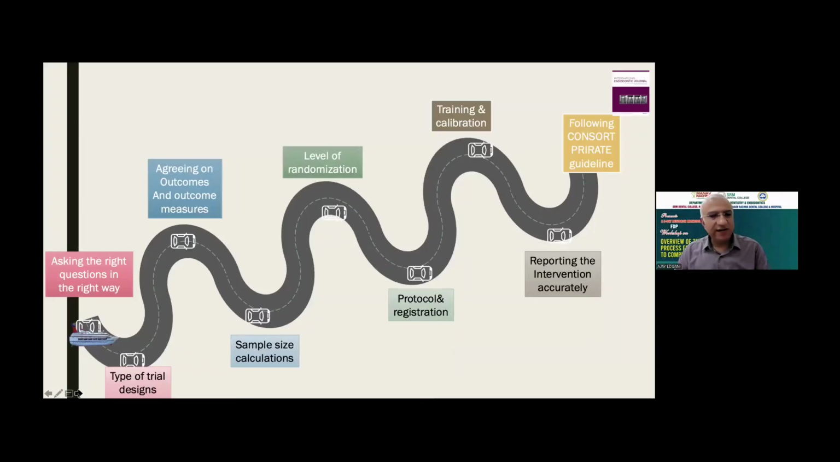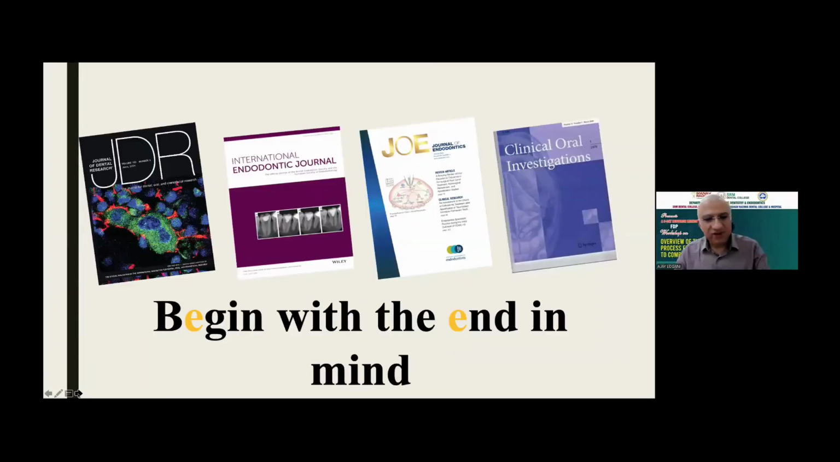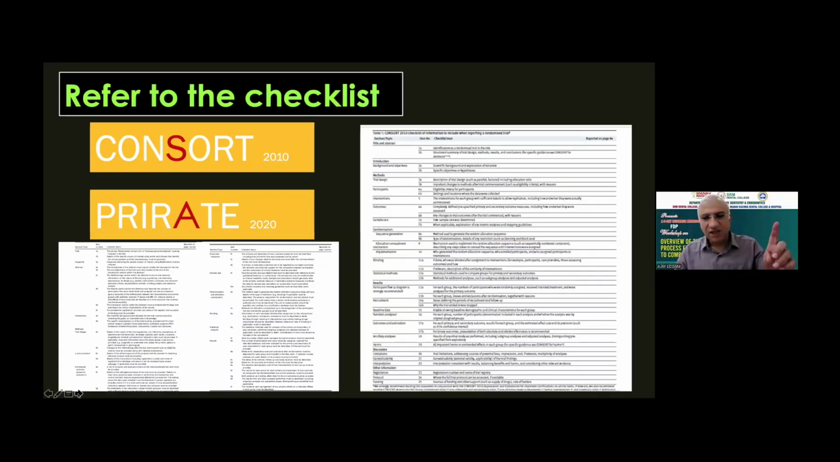Let me tell you, what did I tell you? I told you to spend a lot of time on the research question. I told you the types of trial designs. I told you that you must have randomization. I told you that protocol registration is there, training and calibration. And I would also want to tell you to make sure that you begin with the end. Begin with the end in mind, that you would require to publish. This is something which has been very useful for me to make my randomized clinical trials.